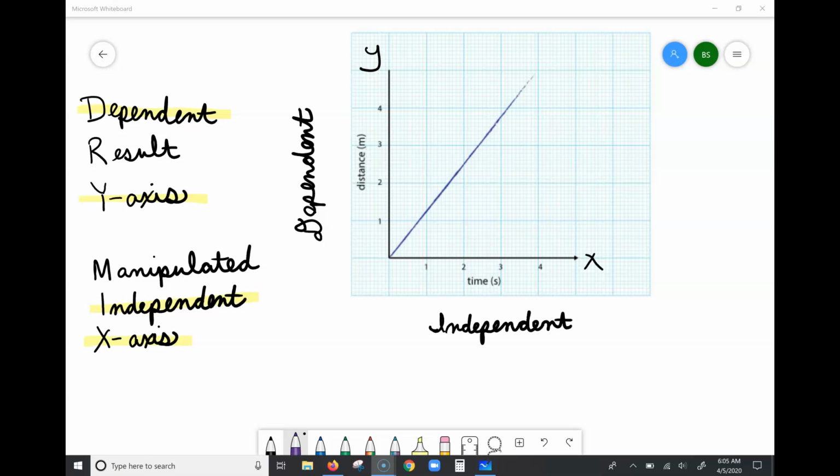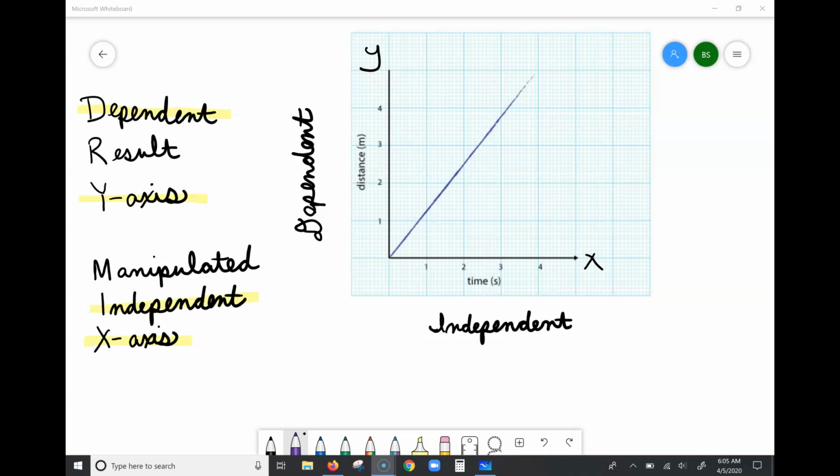So if we look at a time and distance graph like the one on the screen, what would we get to decide? If we were driving someplace and the speed limit is 60 miles an hour and we're going to drive the speed limit, we would get to decide how long we're going to travel. And so the amount of time that I travel is going to determine how far I go.